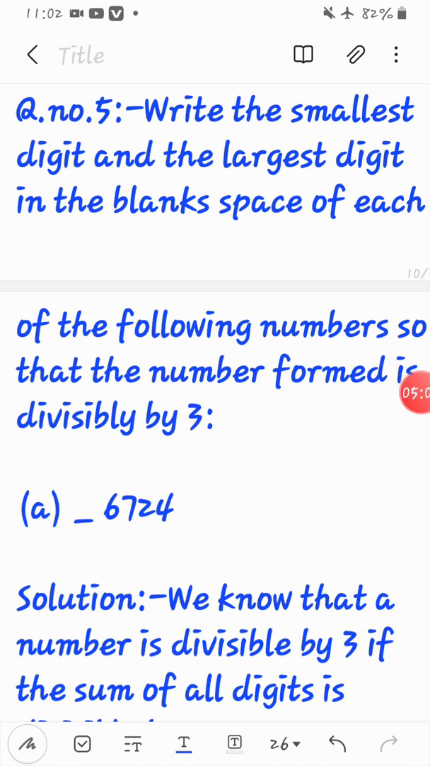Hope you have understood question number 4 well. Now let's proceed to question number 5. Write the smallest digit and the largest digit in the blank space of each of the following numbers so that the number formed is divisible by 3. So at first we have to remember the rule of 3. What is it? We have to add all the digits. The sum of the digits, whatever result we are getting, should be a multiple of 3.